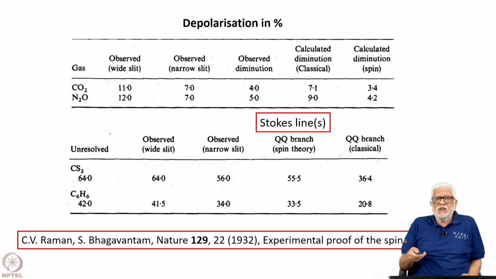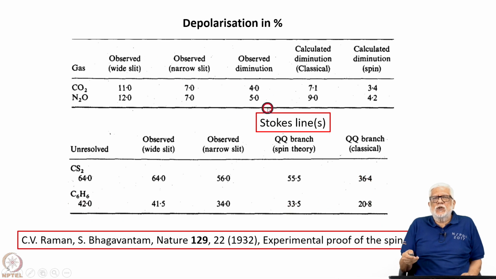So, this is from their paper, where they look at the depolarization in a couple of gases, as well as a couple of liquids, and they also measure the Stokes line in the so-called QQ branch in the case of a liquid. They observe the depolarization there as well, and if the photon spin is 1, then you get a depolarization which is given by this number here, whereas classically it should have been much smaller. Okay, and similarly for this molecule benzene.